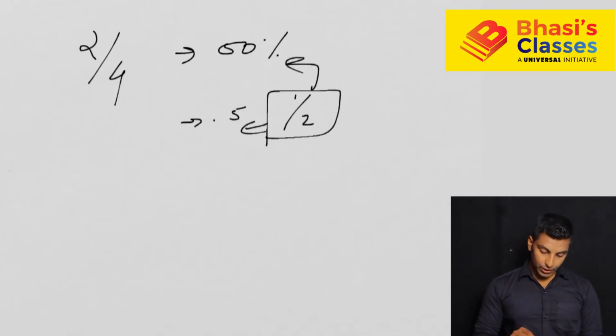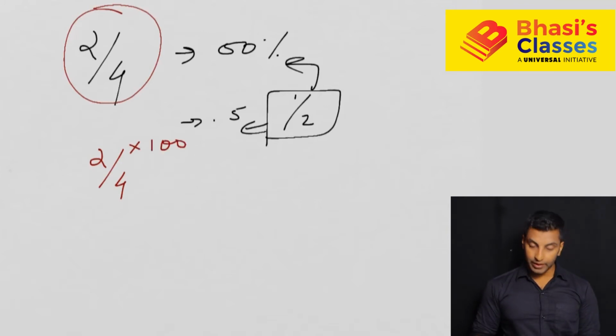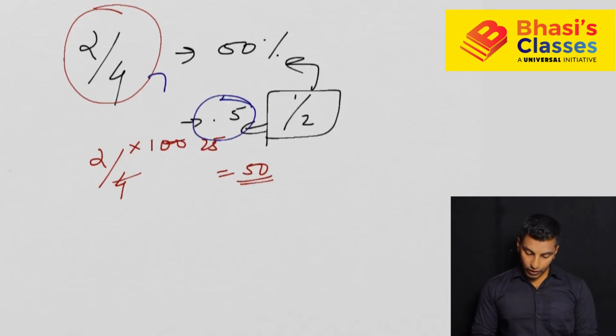So the point is ratio is used for comparison. Now ratio can also be understood as percentage. So if you need to represent 2 by 4 as percentage, just multiply it with 100, right? So this becomes 25, 25 into 2, that is 50. So when you multiply with 100, you can convert it into percentage. Now ratio can also be understood as decimal values. That's what we have seen here, right? 2 by 4 is nothing but 1 by 2, 1 by 2 is nothing but 0.5.